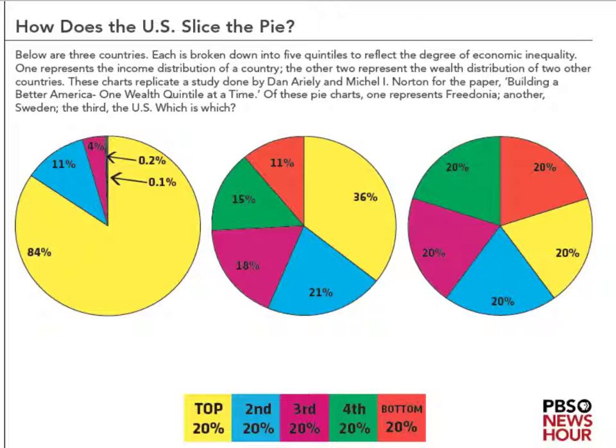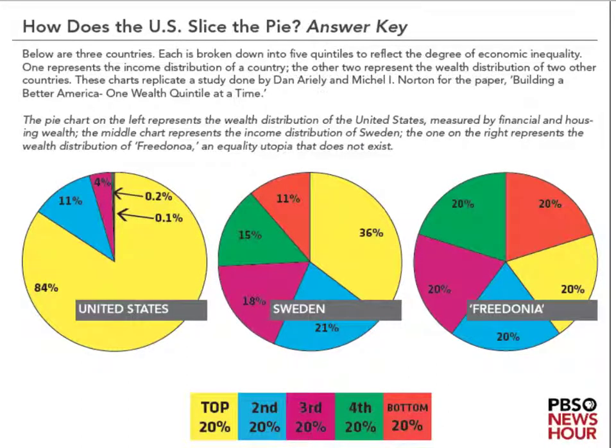So this pie here is Freedonia. This is just a hypothetical, perfectly equal world. And the other two, one's going to represent Sweden, and one's going to represent the U.S. Any guesses of which is which? If you've ever been to Sweden, you'd probably guess that this is Sweden and this is the U.S. Oh, look, we're right.